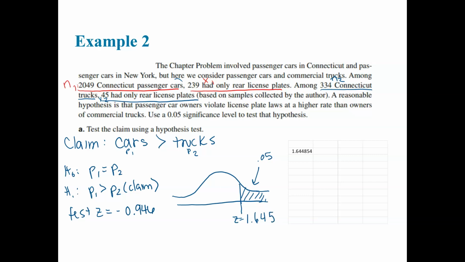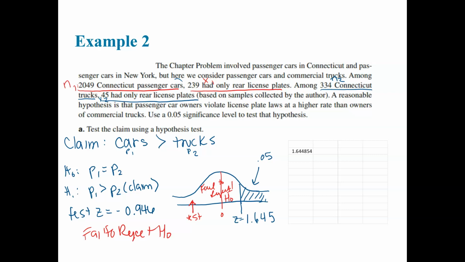So now let's look at our test statistic. Our test statistic is all the way over here. Remember, that's 0. So here's our test statistic. So this is not in the critical region. This is a fail to reject the null hypothesis. So again, this is a fail to reject the null hypothesis. So essentially meaning, right, there is not sufficient evidence to support the claim.